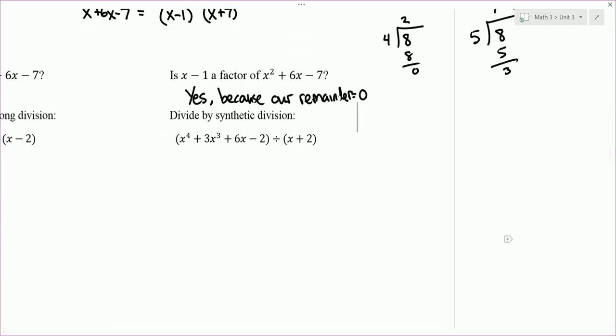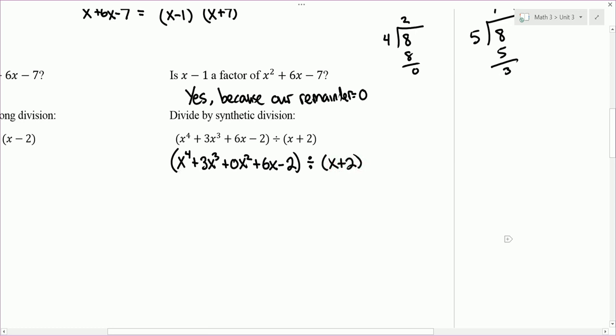Okay, so let's try this process again. x to the 4th plus 3x cubed plus 6x minus 2, divided by x plus 2. Notice we're missing an x squared. If you're missing anything in between, I need you to rewrite this. So this is x to the 4th plus 3x to the 3rd, there's no x squared, so I'm going to put plus 0x squared plus 6x minus 2. And we're still dividing by x plus 2.